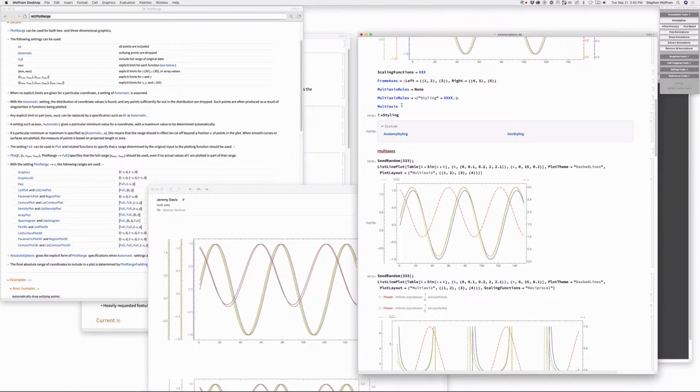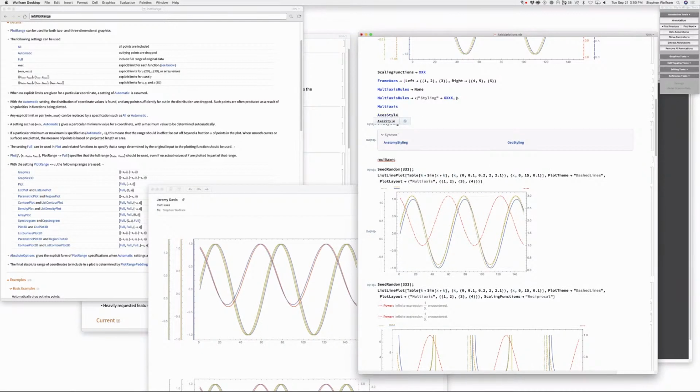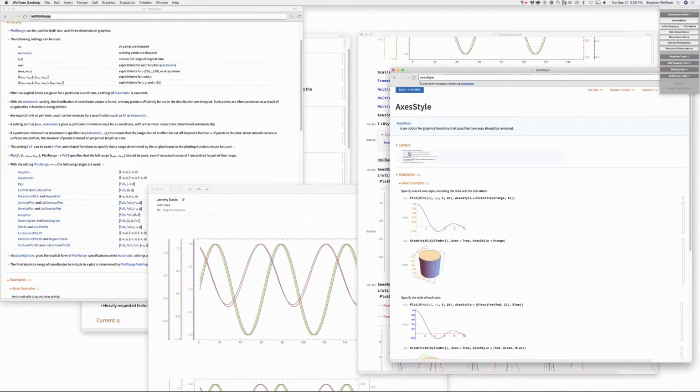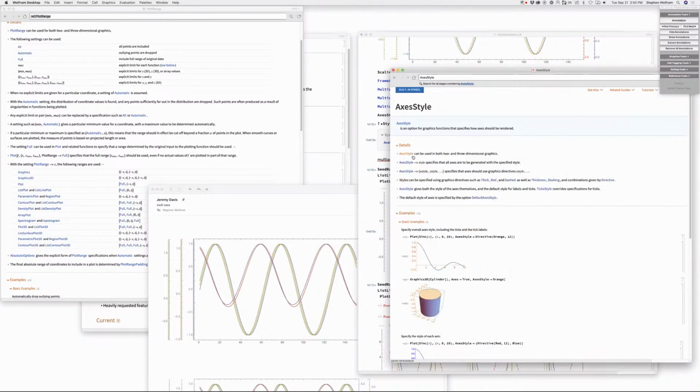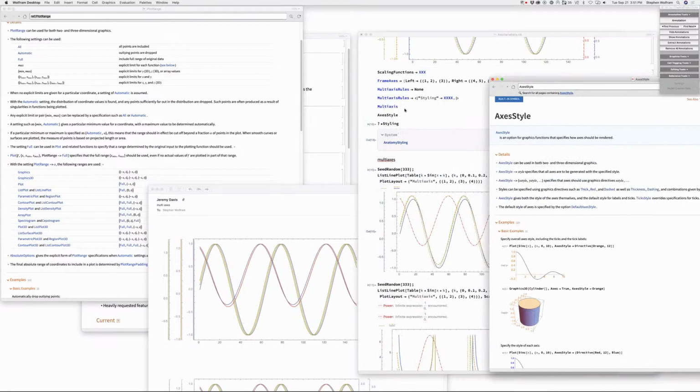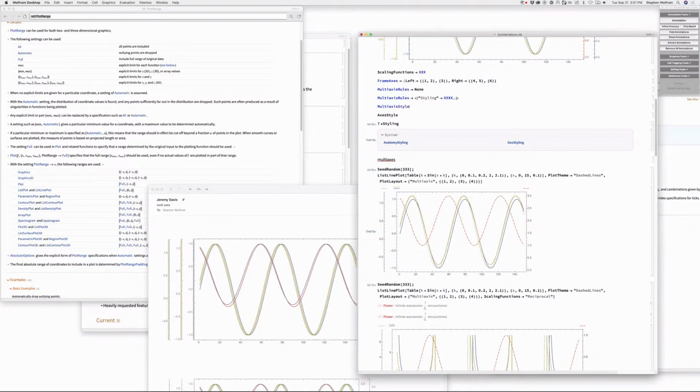Is there an axis style or axes style or something? There is an axis style. So why is it not in there? I think that's a lot of stuff to put in there, potentially. Well, maybe we call it multi-axis style. That's not, no, style is usually a style setting.